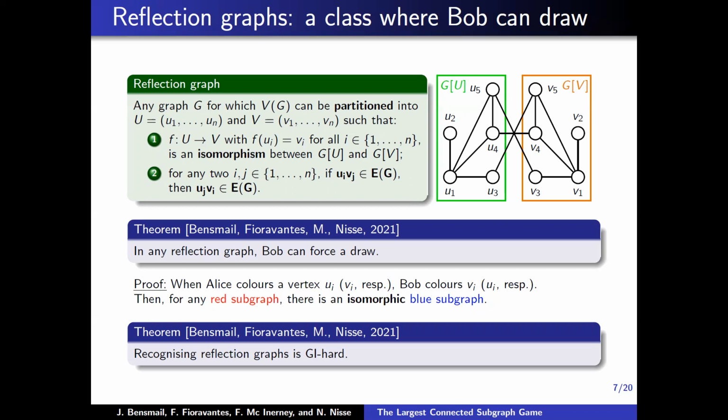Furthermore, we can actually show that recognizing reflection graphs is GI-hard, which essentially means it's as hard as the graph isomorphism problem, which is believed to be somewhere in between P and NP in its own class of graph complexity.